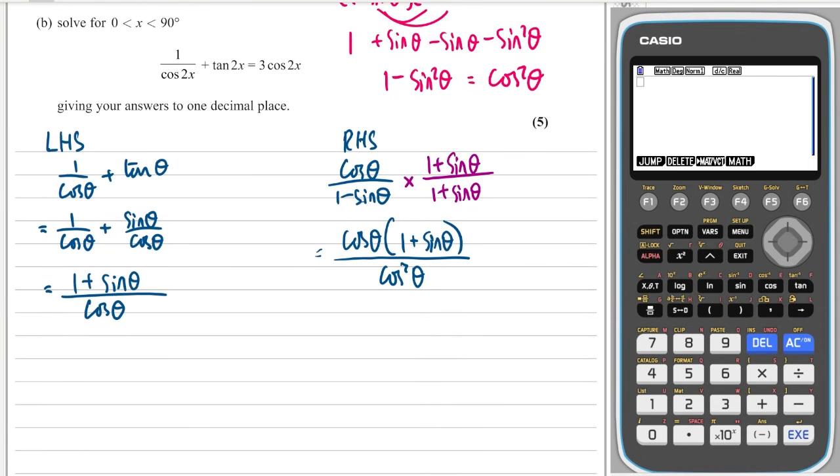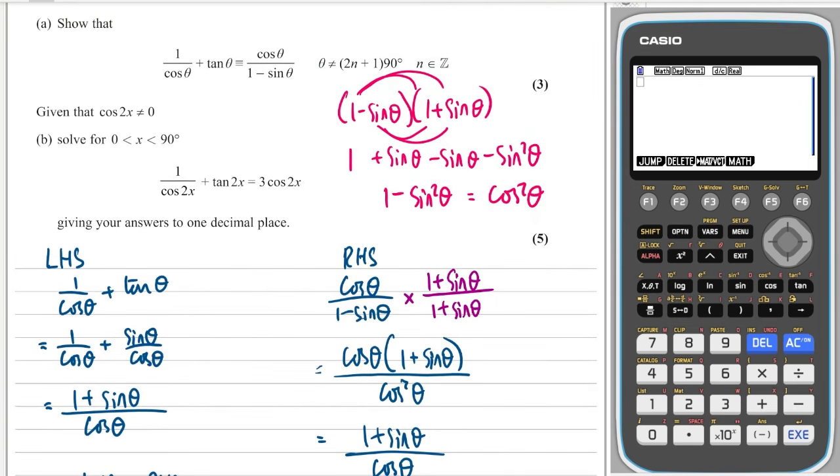And now I can divide through by cos, and that gives me just 1 plus sine on the top, and that's all over cos on the bottom, and that's exactly the same as the left hand side. And once we have that the left hand side is equal to the right hand side, we are done. We have proved that those two things must be equivalent.